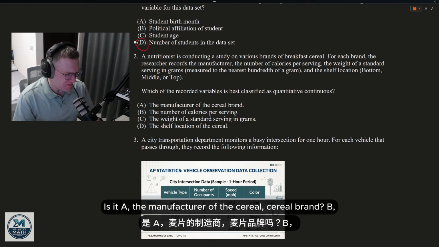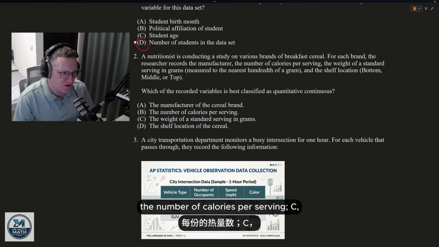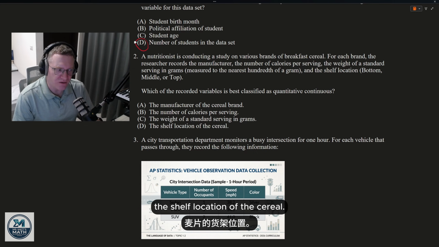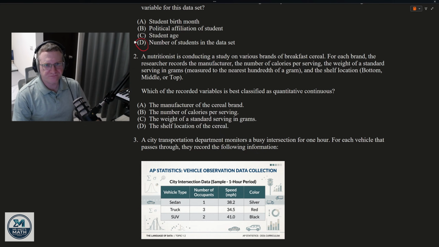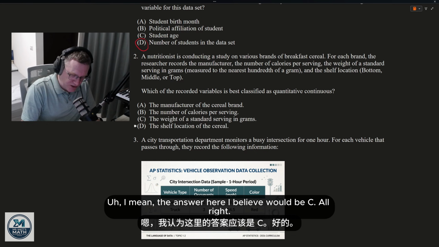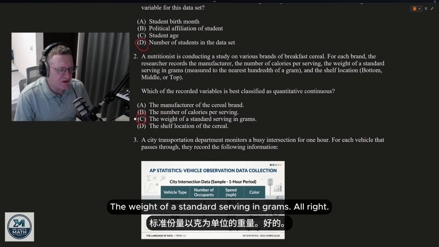Is it A, the manufacturer of the cereal brand? B, the number of calories per serving? C, the weight of a standard serving in grams? Or D, the shelf location of the cereal? All right, do you have your answer? The answer here, I believe, would be C. All right, the weight of a standard serving in grams.